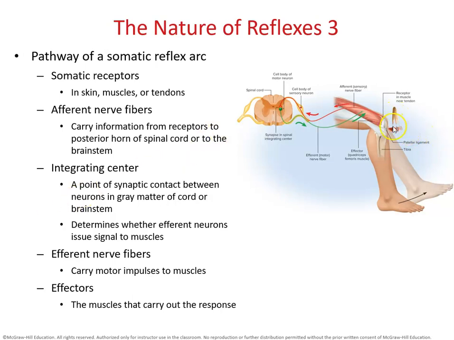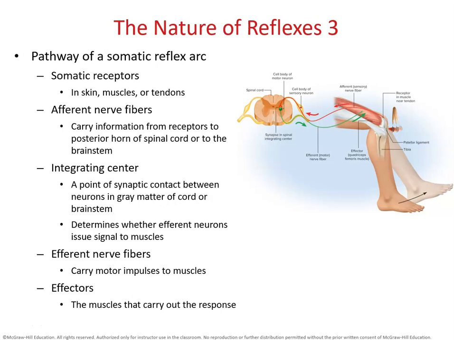We have the rubber mallet. It is tapping on the knee. Okay, and we're going to talk about the somatic reflex arc, the steps that happen in order to produce that knee-jerk reaction. So we have the somatic receptors. They're found in the skin, the tendons, the muscles, and the afferent nerve fiber that's going to carry information up to the spinal cord and then eventually onto the brainstem.